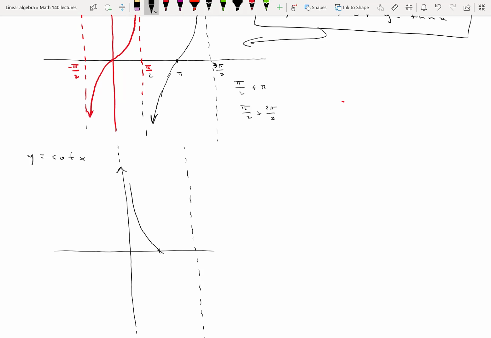So here's one period of cotangent x. y equals cotangent x. Again, my recommendation for this course, just memorize the basic shape.